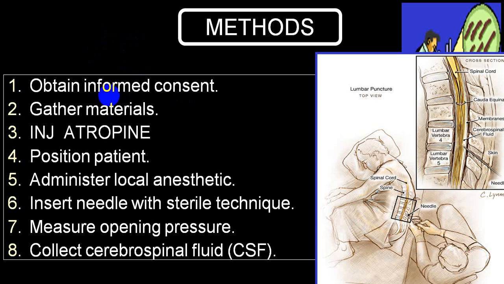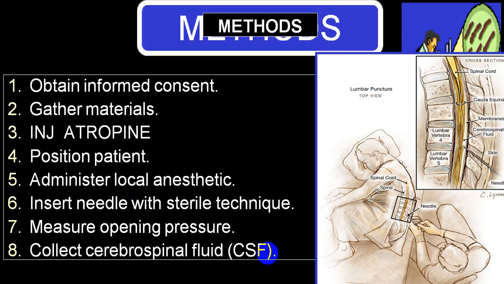Gather all the material required for lumbar puncture. Injection atropine has to be given to prevent vasovagal shock. Proper position. Then locally you will have to give local anesthesia, insert the needle with sterile technique, measure the opening pressure, and collect the CSF for analysis. Now we'll be going through one by one.